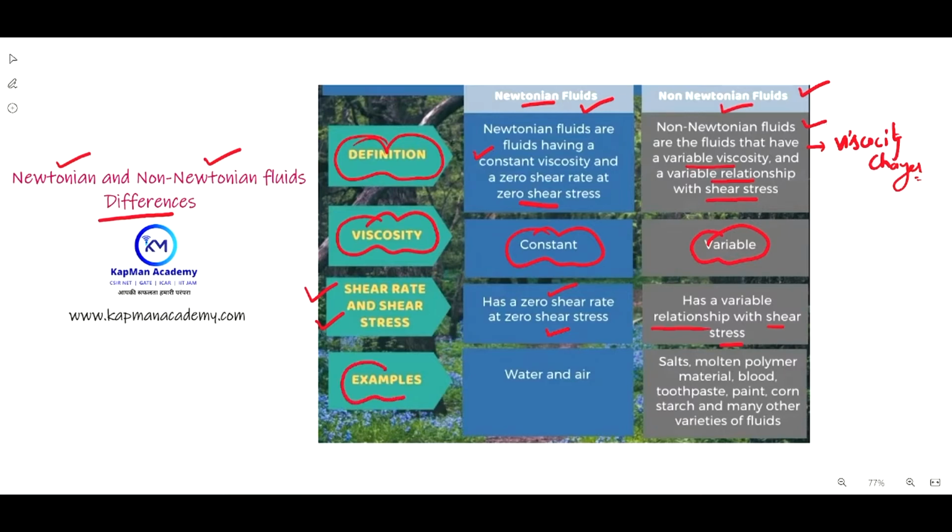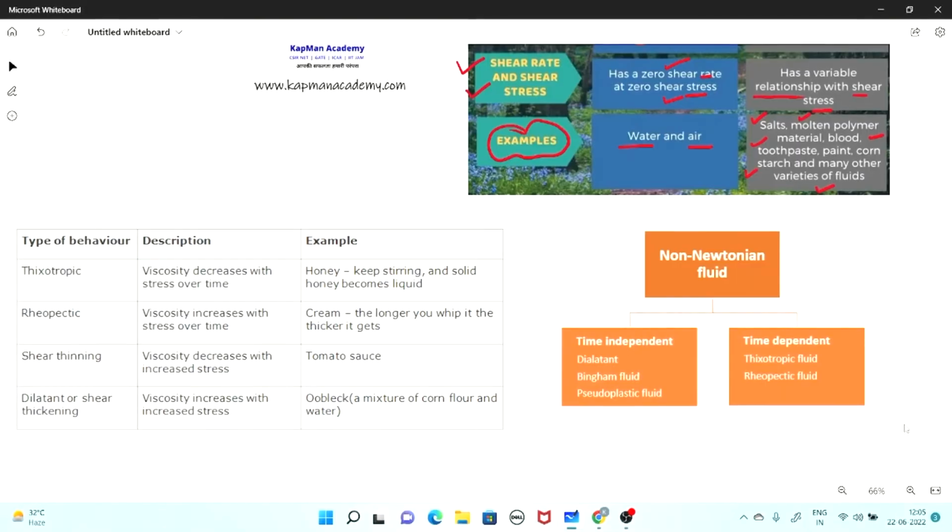Another difference is the example. A very well-known example of Newtonian fluids is water and air, because their viscosity does not change under shear rate or shear stress. Whereas salt, molten polymer, blood, toothpaste, paint, cornstarch mixture, and many other varieties of fluids change their viscosity as the shear stress around them changes. So these are the main differences between Newtonian and non-Newtonian fluids.